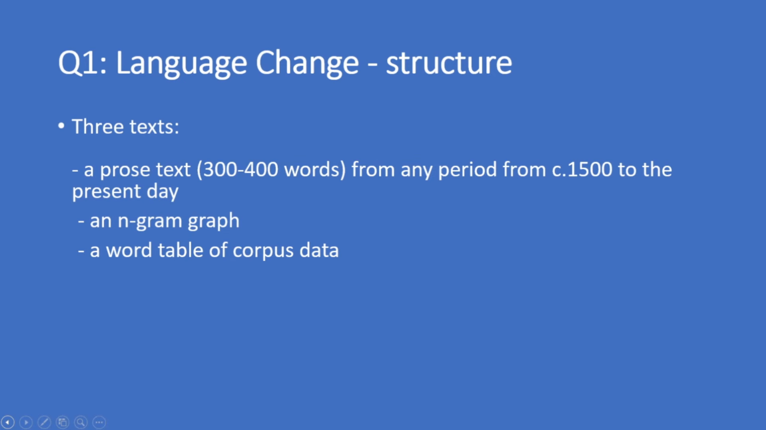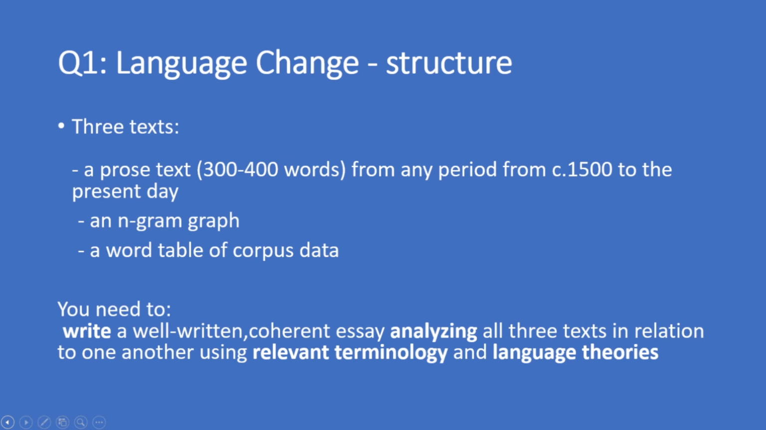To showcase your analysis to the examiners, you will need to write a coherent, well-written essay. In the essay, you need to analyze text A in relation to the n-gram and the word table. You will need to choose specific examples from the text and explain them using relevant and precise linguistic terminology. It is also very important to link the examples from the text to language change theories you will learn about over the course of your studies.